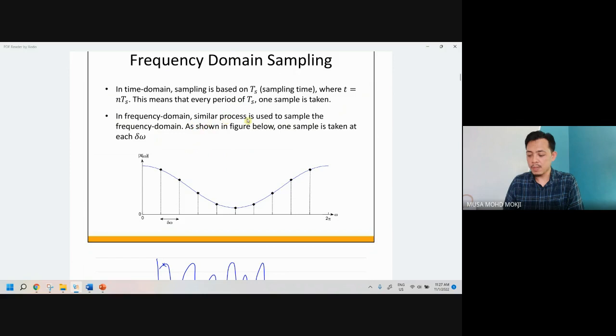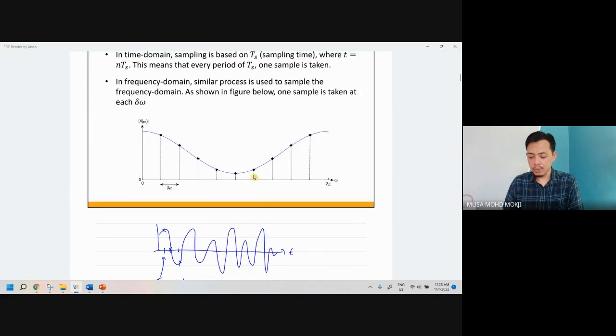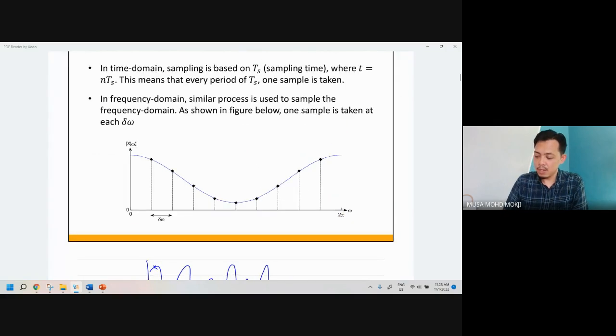In frequency domain, a similar process is used to sample the frequency domain, as shown in the figure below. One sample is taken at each, now we call it delta omega. In time, it is TS. In frequency, we call it delta omega. So what is the range that we have? The range is 0 up to 2 pi. So this is the whole plot. So the range, if we are using small omega, is from 0 up to 2 pi.